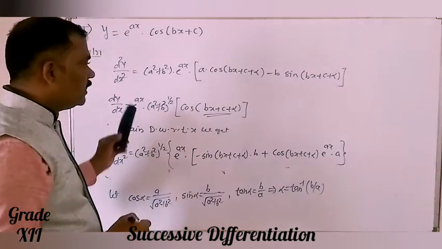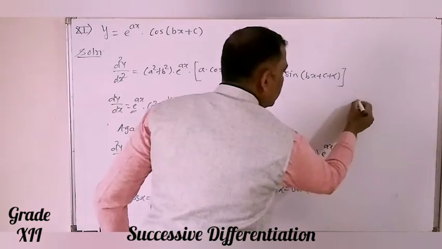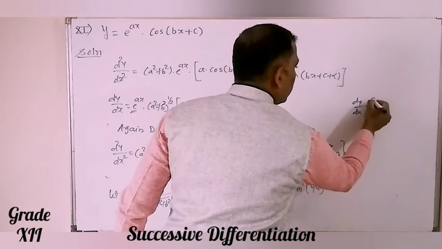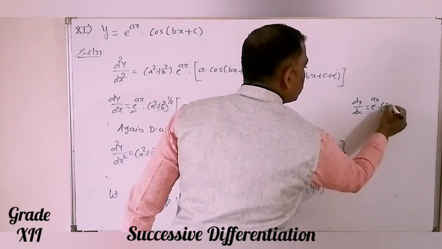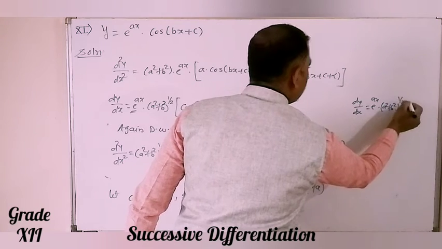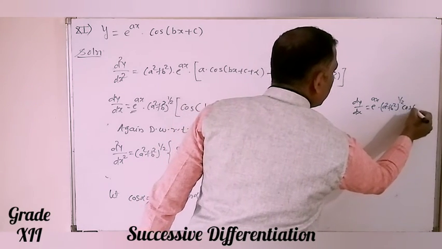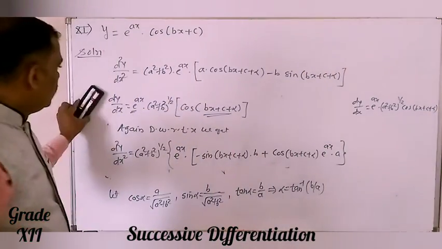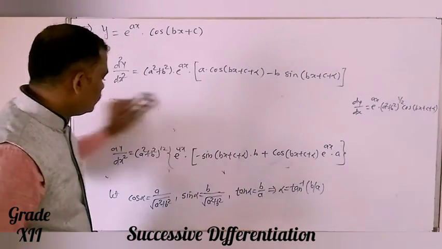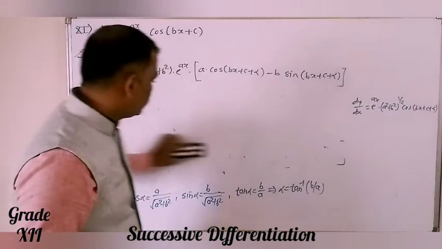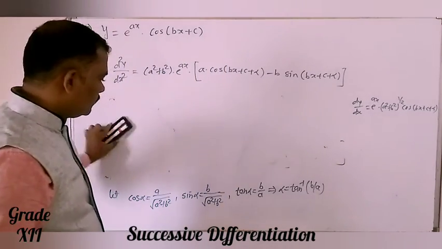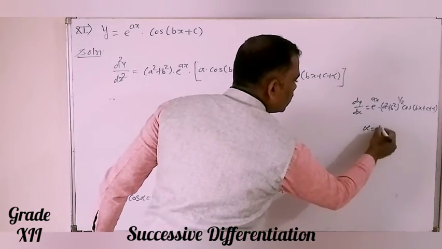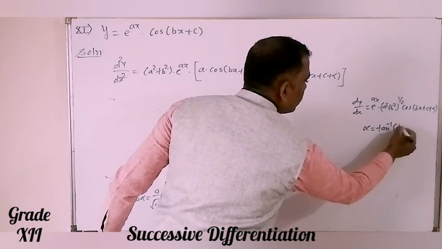Okay, I will require this, so that I will write here dy by dx is equal to e raised to ax into a square plus b square raised to 1/2 cos of bx plus c plus alpha. Also we have to require this alpha. Alpha is nothing but tan inverse of b by a.